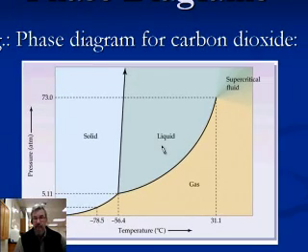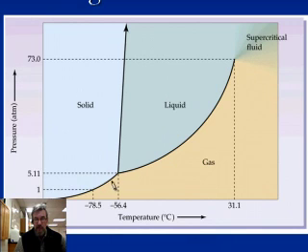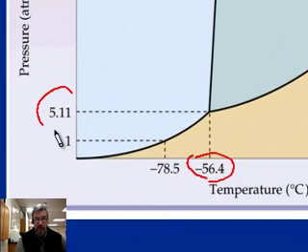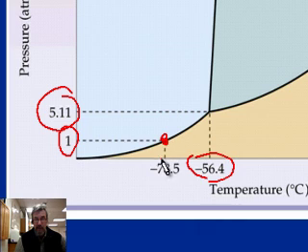Here's a phase diagram for a different substance, carbon dioxide, with some of these numbers attached here. You can see it's the solid, liquid, and gas zone. The triple point temperature is 56.4 below zero for carbon dioxide, and the pressure at the triple point is 5.11 atmospheres. So it has to be pretty high pressure to make this into a liquid. At 1 atmosphere, its normal boiling point, or sublimation point really, right there, is 78.5 below zero.